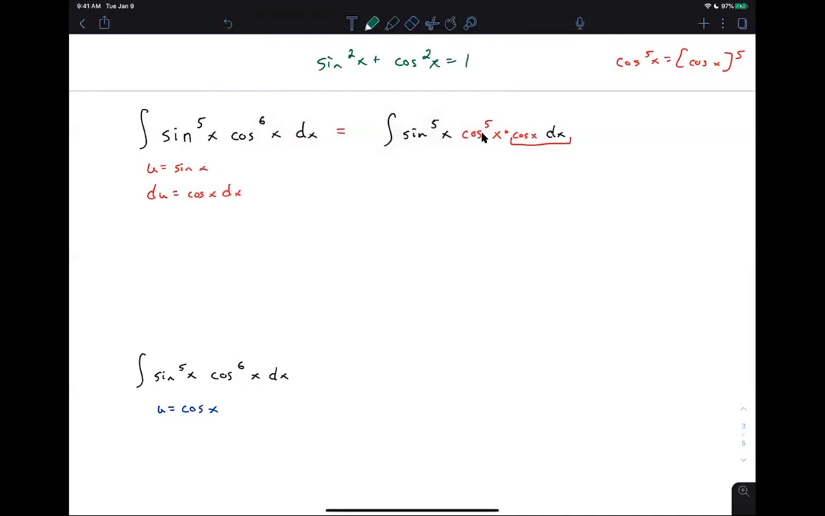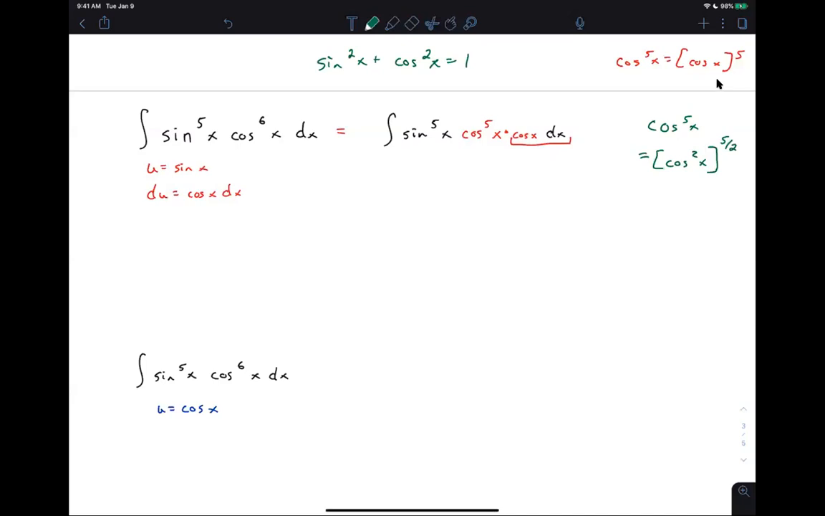Now that identity allows you to rewrite sine in terms of cosine, and it allows you to rewrite cosine in terms of sine. So here, I want to rewrite cosine to the 5th in terms of sine, and I'm going to do the scratch work for that on the side. So cosine to the 5th is the same thing as cosine squared to what power? So cosine to the 5th is the same as cosine squared raised to what power? What power should I put outside those brackets so that this is the same? 5 over 2, yeah.